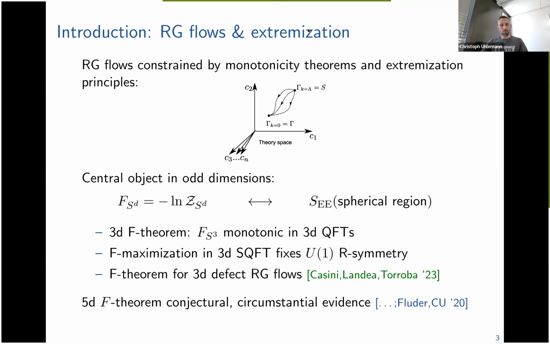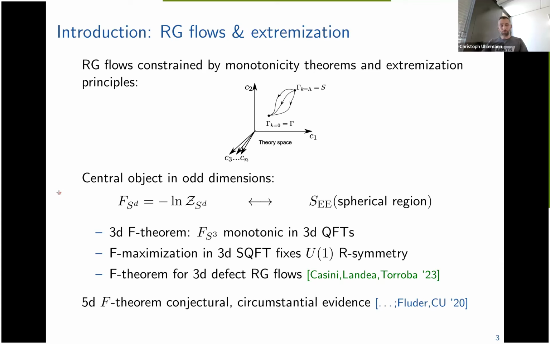And when we talk about RG flows, some notions which immediately come to mind are those of monotonicity theorems and extremization principles. In odd dimensions, the central object is the free energy on the sphere, which can also be related to the entanglement entropy of a spherical region. And we know that for genuinely three-dimensional theories, the sphere free energy is monotonic along RG flows. Gives us a way to count degrees of freedom in a meaningful way.